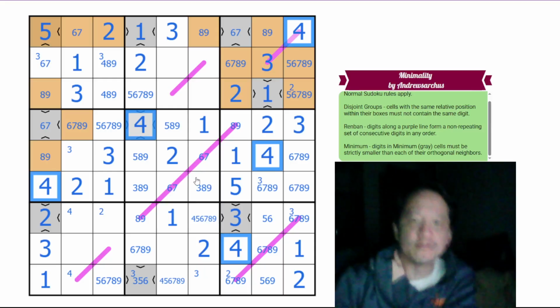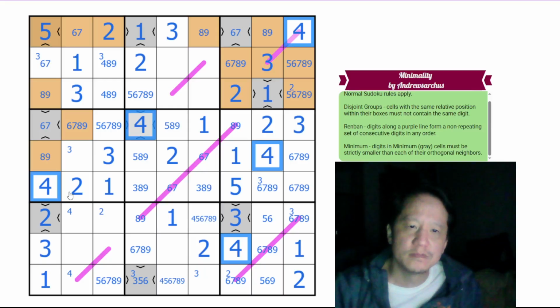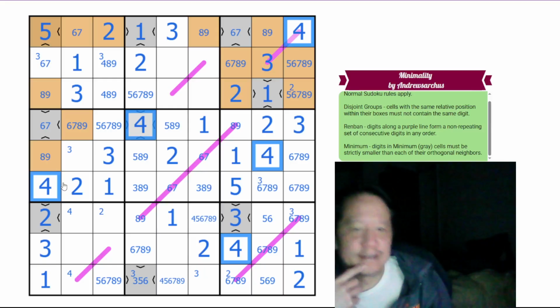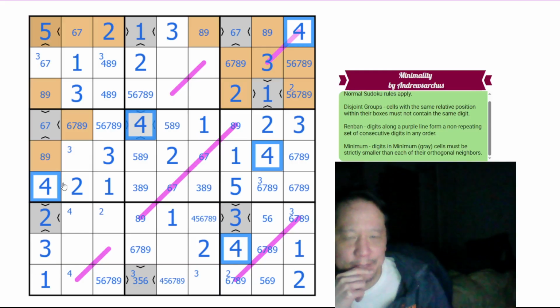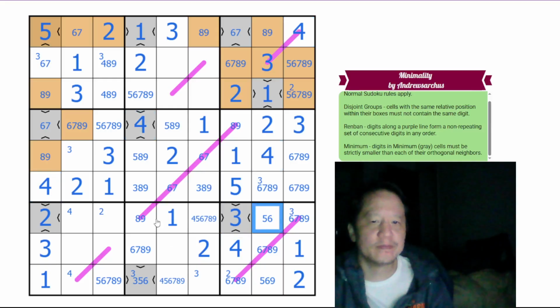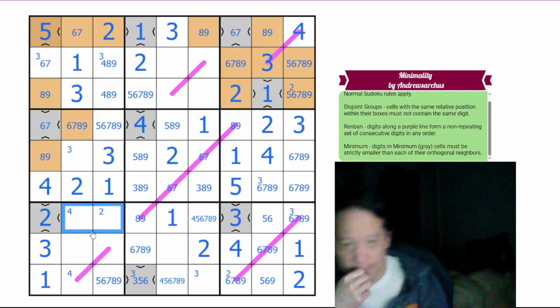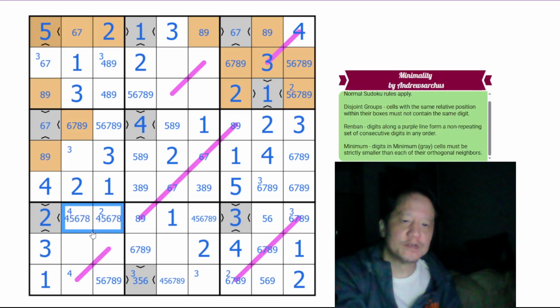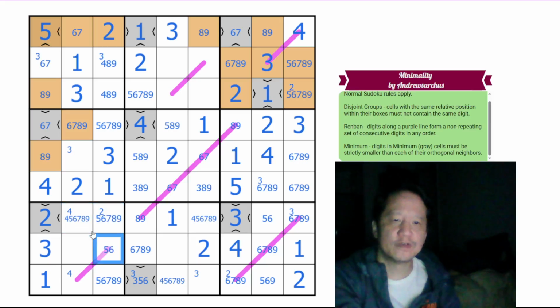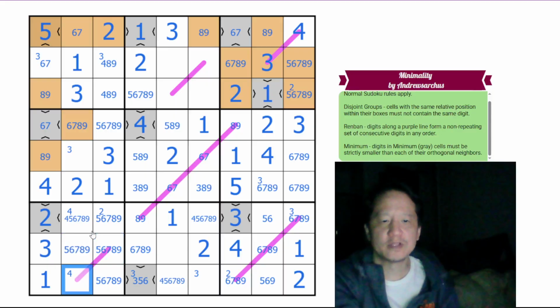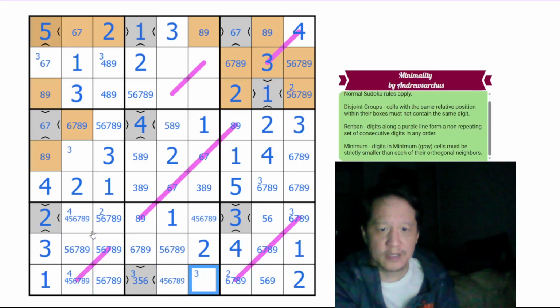Oh, we don't have a 4 in the lower... No, we do. Never mind. Dang it. Okay, never mind. Hmm. Where is 5? No, 5 could be there. 4, 5, 6, 7, 8, 9. Obviously, this can't be 4. 5, 6, 7, 8, 9.